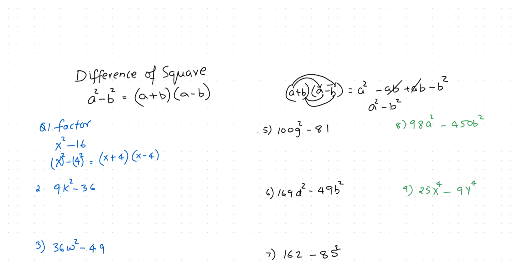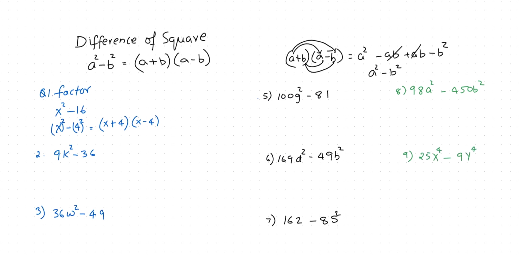So if any expression has two squares with a minus between them, that is, in the form a² − b², then the factors will be (a + b) and (a − b). We'll do some questions based on this formula, which is called the difference of squares.